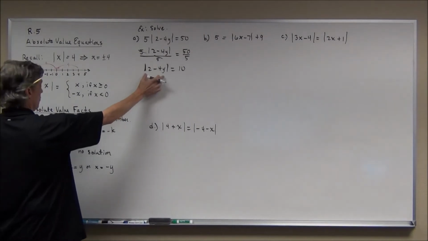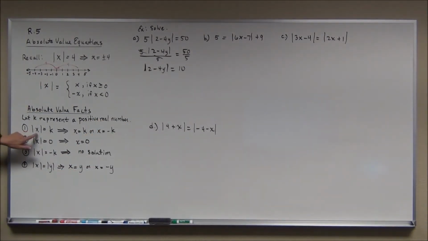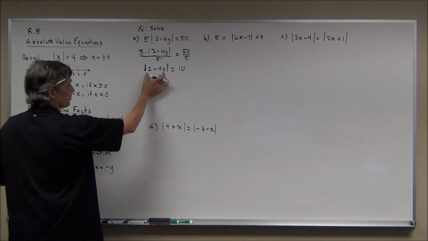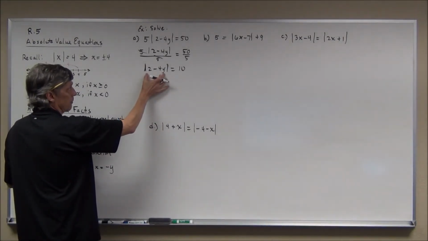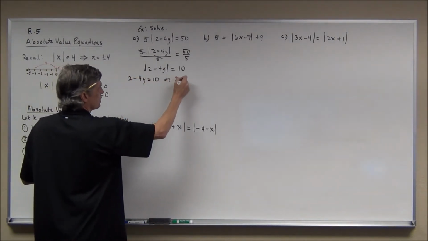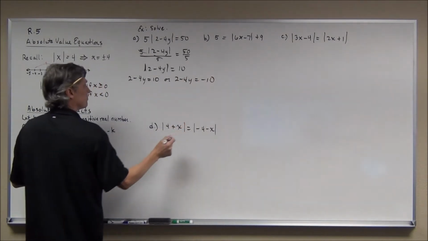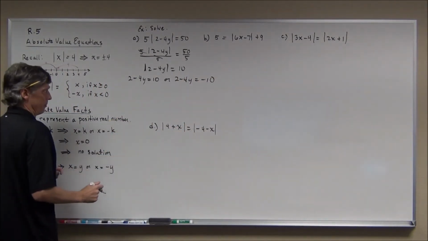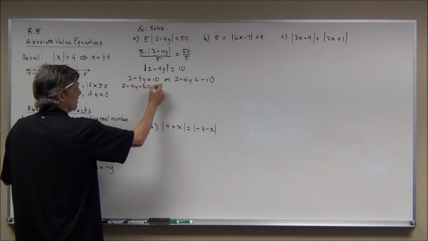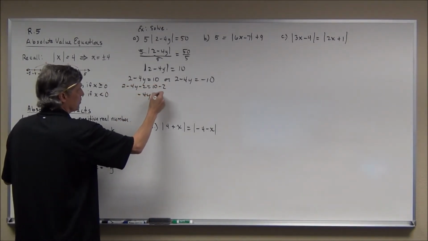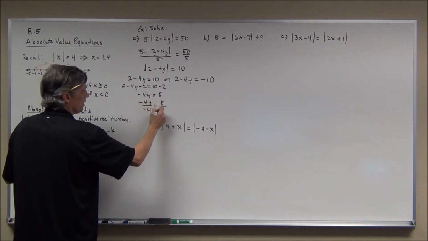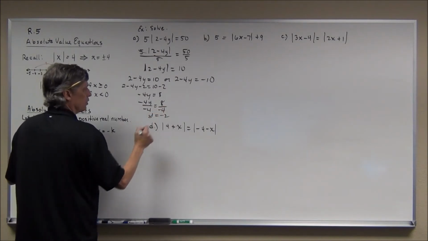Now, according to what I just spoke about here, if the absolute value is equal to k, in this case 10, that means the stuff inside the absolute values is either equal to 10 or its opposite. So that means that 2 minus 4y is equal to 10, or 2 minus 4y is equal to negative 10. Now I have two linear equations, no absolute value sign. I'm going to subtract 2 from both sides. I get negative 4y is equal to 8. And I'll finish this one off by dividing by negative 4. And I have y is equal to negative 2.